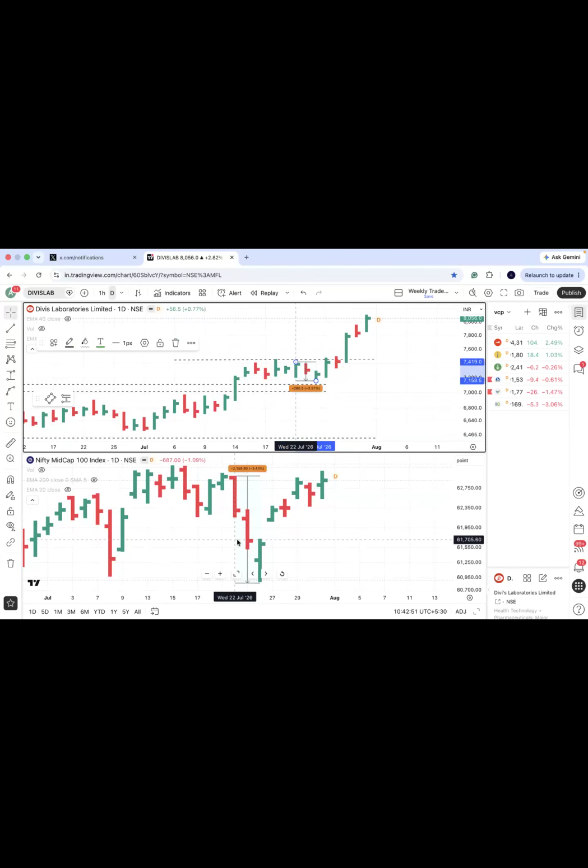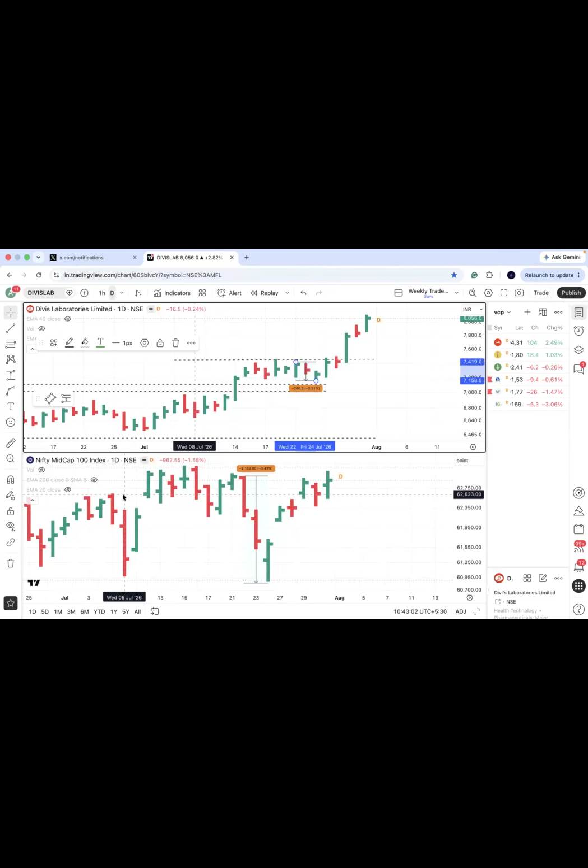So do you call this also a relative performance? The answer is yes, because the mid cap index had fallen around 3.5%, where the stock just managed to fall 3%. So that is also relative performance against a particular index. And the most important part is that when the markets are falling, these stocks which have high relative strength would not fall as much.